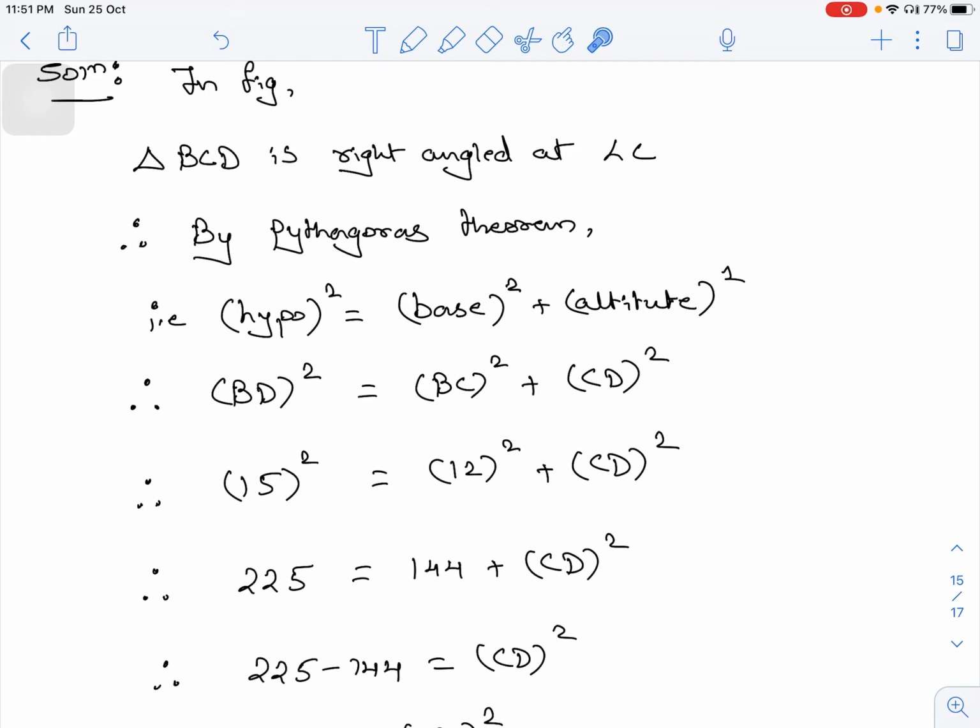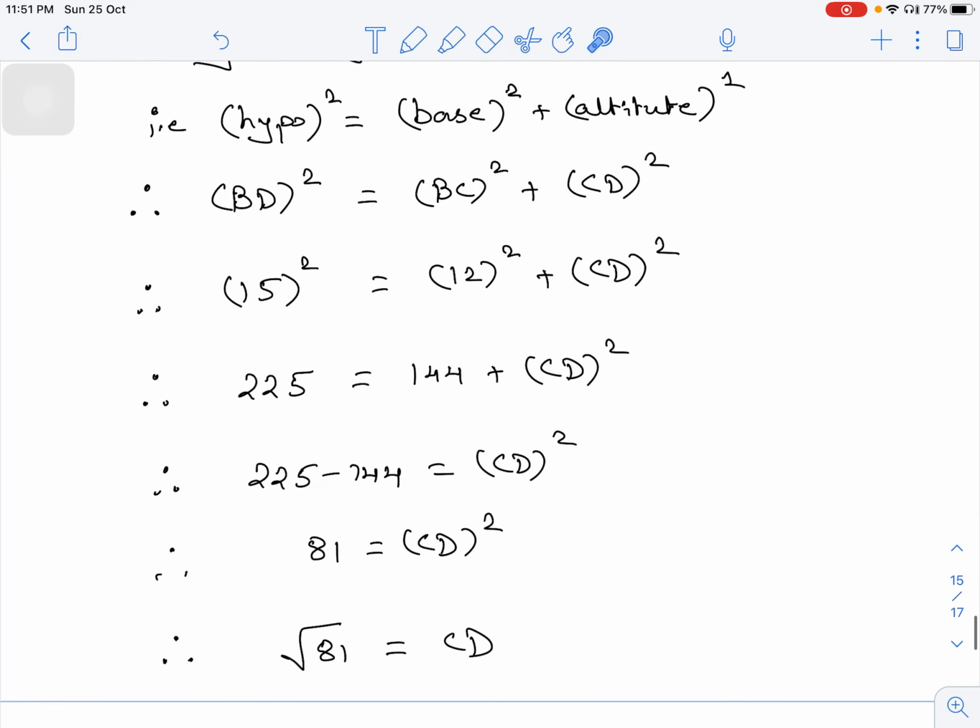Now in the next step, we want to keep CD on one side and all the remaining numbers on the other side. So we change the side of this 144. If it comes to this side, it will subtract. So we get 225 minus 144 equals CD square. Now 225 minus 144 is 81, so 81 equals CD square.